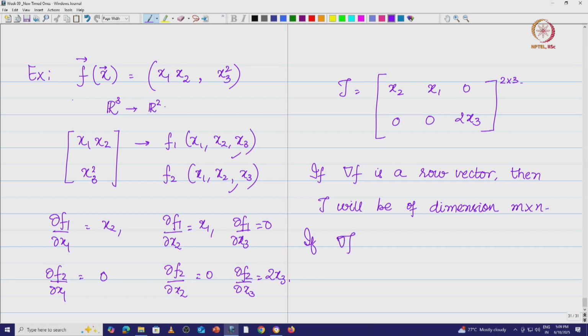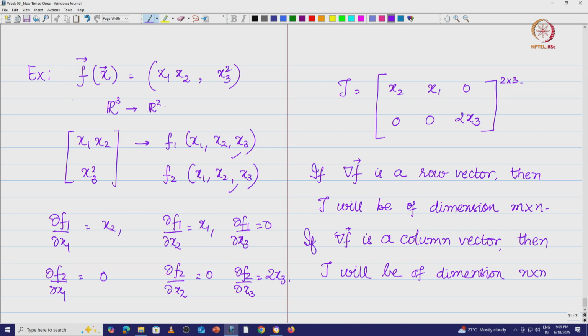If I take the gradient of the function f vector itself, the gradient is a column vector, then the Jacobian will be of dimension n by m, right. We have this m by n and n by m.